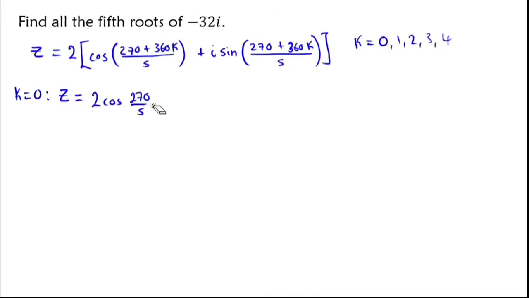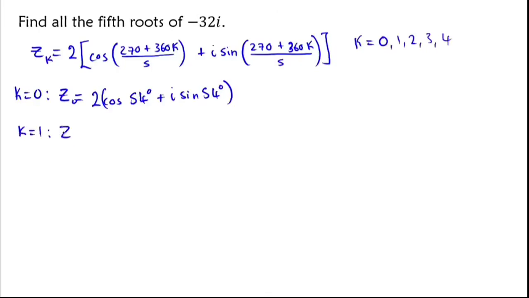What is 270 divided by 5? So this is giving me 54. Let me just remove all this. So this just gives me 54 degrees plus I sine 54 degrees. Okay, so I can find the actual value of this. So this is when k is 0, because remember, this is zk. So when k is 0, I get this. How about when k is 1?